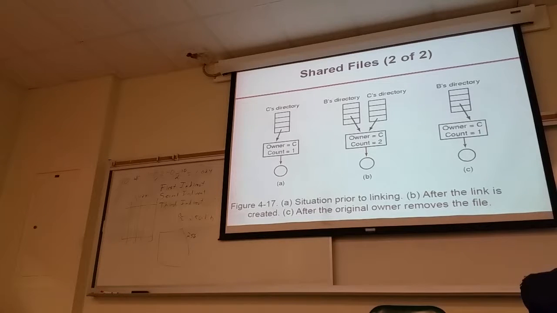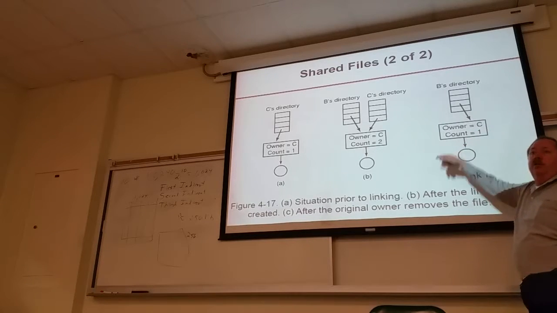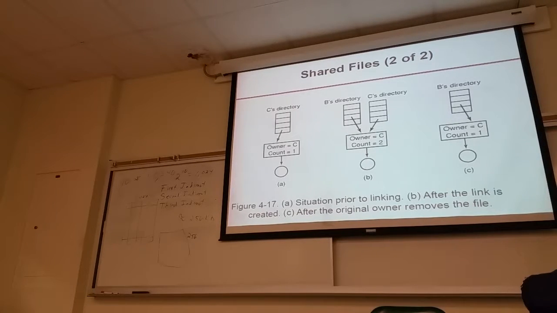Okay, so if it was 3, 4, or 5, I'd simply go ahead and decrement the counter, unless it was the owner that was deleting it, and then the ownership gets shifted over to another node. Right, that's my question. Make sense?